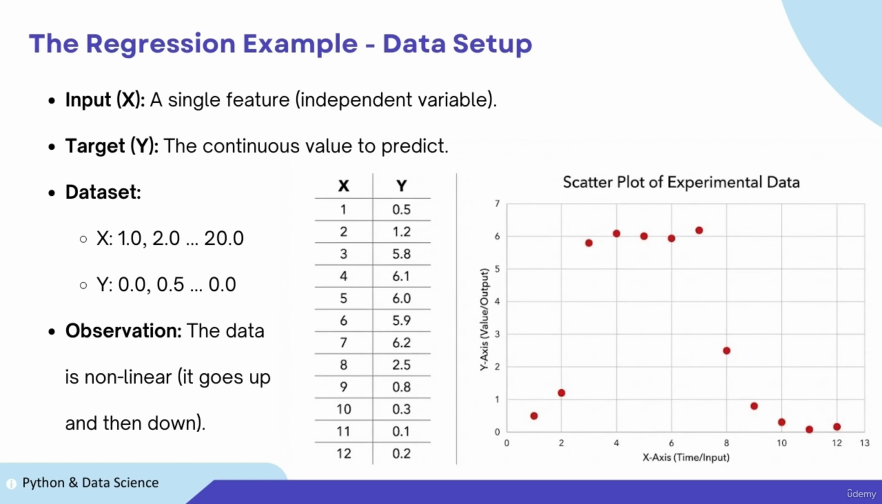Let us look at a practical regression example by setting up our experimental data. We have a single feature, our independent variable input, x, and a continuous target value to predict, y. Looking closely at the scatter plot of our dataset, the key observation is that the data is highly nonlinear. The values go up, plateau, and then go back down. A simple straight line cannot accurately predict this shape, so our tree will need to partition the data.